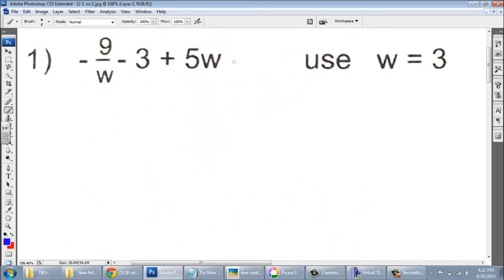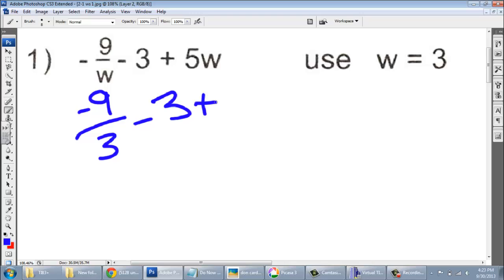We're going to circle back to the very first problem on the page that might be a little bit tricky. I can see that it's negative 9 divided by w minus 3 plus 5w. The variable in this case, of course, is w, and we're going to substitute 3. So let's rewrite this together. I'm going to write negative 9 divided by 3 minus 3 plus 5 times 3.